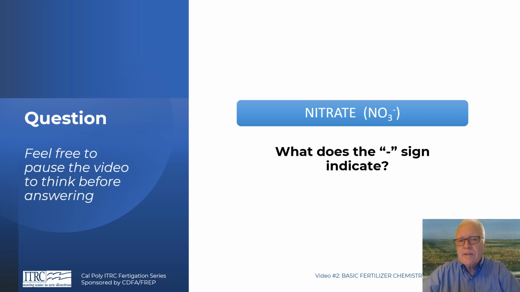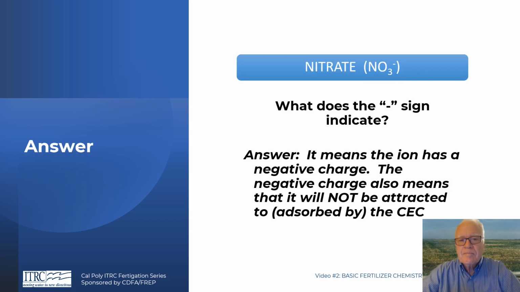The negative sign there, what does that indicate? It's not too difficult because there are only 3 choices. It's a 0, it's a negative, or it's a positive. The negative sign indicates that it's an ion, and specifically with a negative charge, and we call that an anion. And then what it means in terms of management is that it is found in the soil water, but not on the cation exchange capacity.